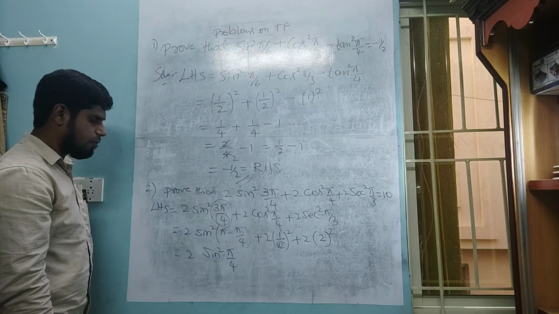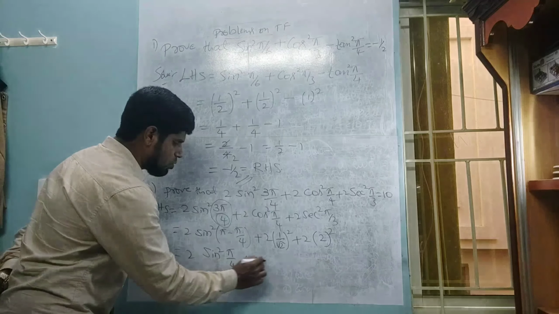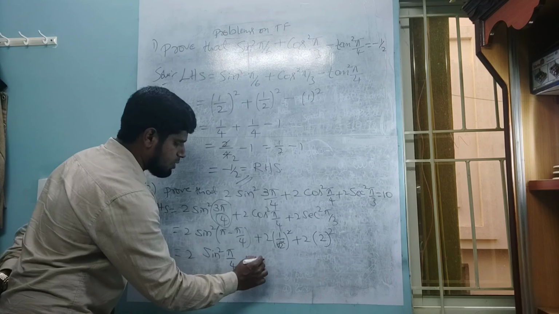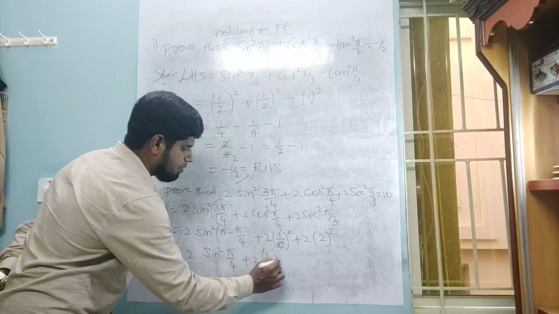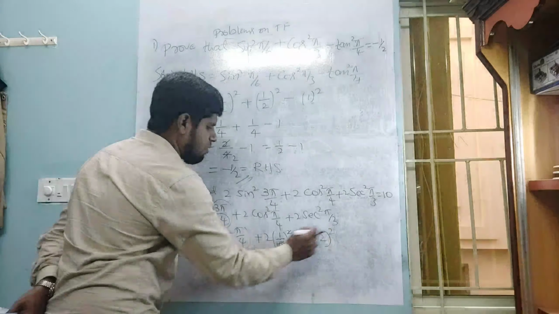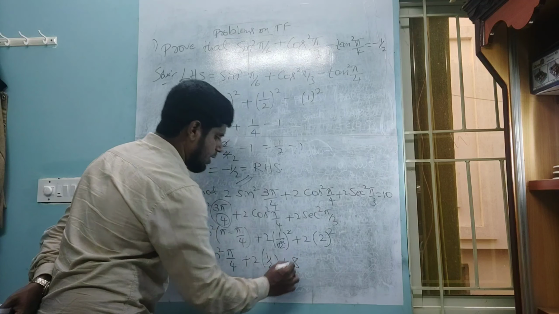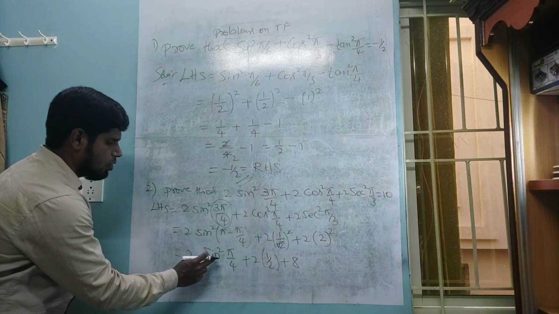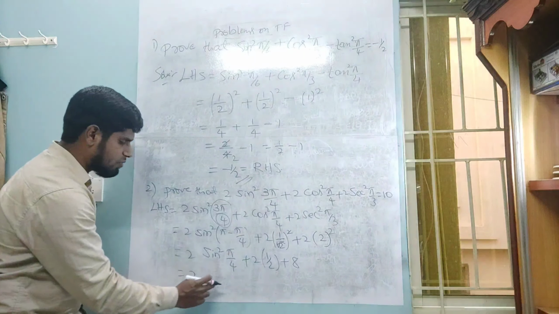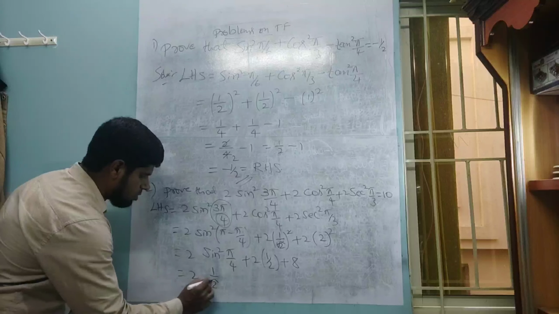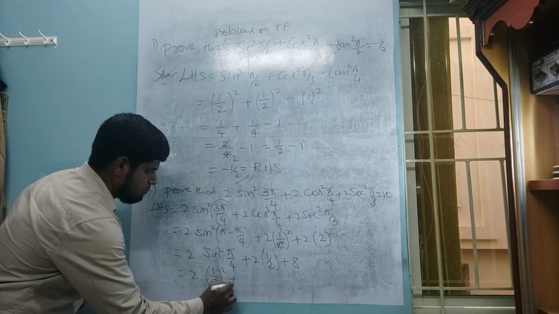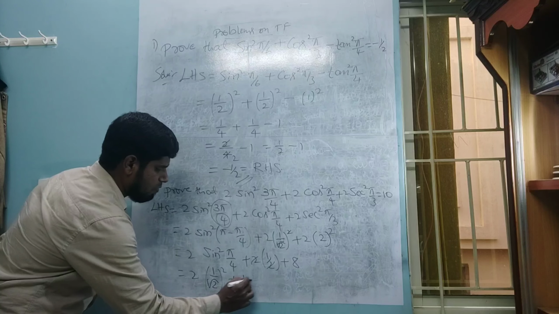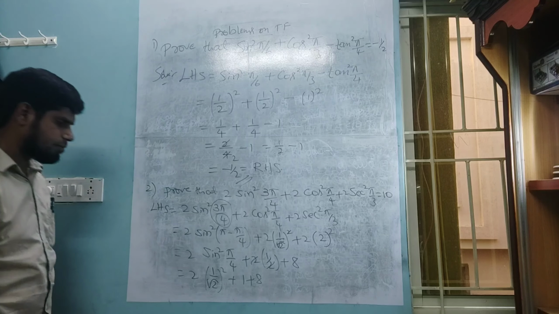2 sin square pi by 4 plus 2: the square and root get cancelled here, giving 1 by 2, plus 2. 2 2s are 4, 4 2s are 8. Then next, 2 sin pi by 4. Sin pi by 4 is 1 by root 2, and it has a square here. Plus this 2 gets cancelled, 1 plus 8.